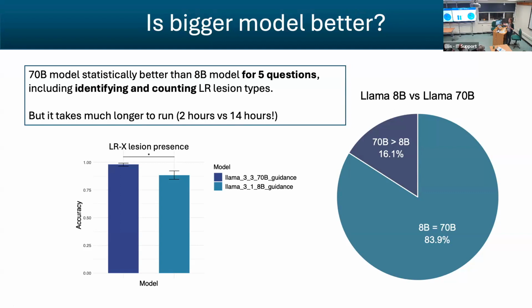However, what we found was that for the majority of questions, they were equivalent in terms of performance, but there was a subset of questions where the large model was better. So we found that there was still a benefit of using the larger ones. And one of the questions for which it was true was actually identifying certain types of lesions, which again is quite an important task for our study.